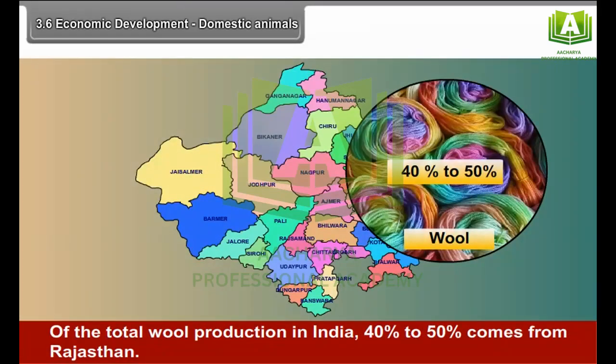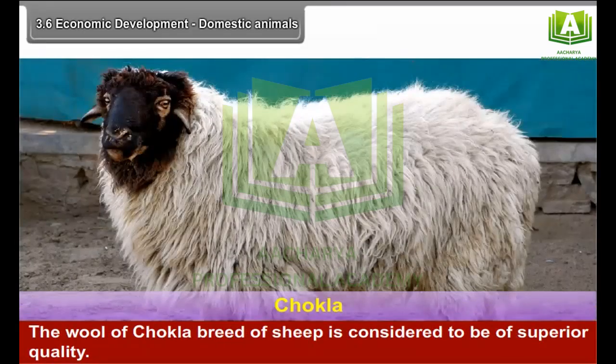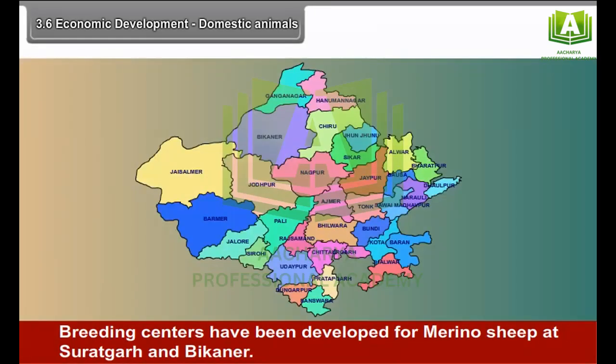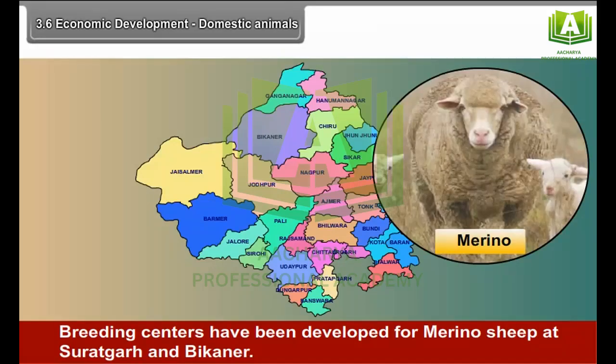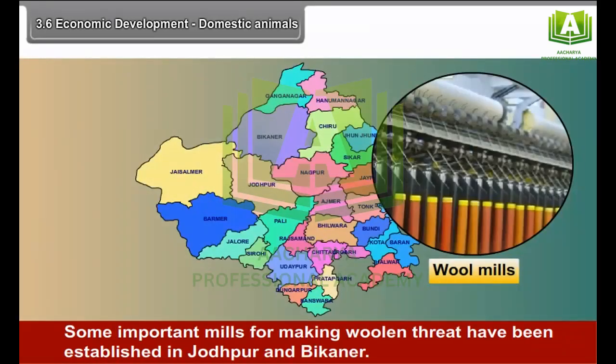Of the total wool production in India, 40% to 50% comes from Rajasthan. The wool of Chokla breed of sheep is considered to be of superior quality. Breeding centers have been developed for merino sheep at Suratgarh and Bikaner. Some important mills for making woolen thread have been established in Jodhpur and Bikaner.